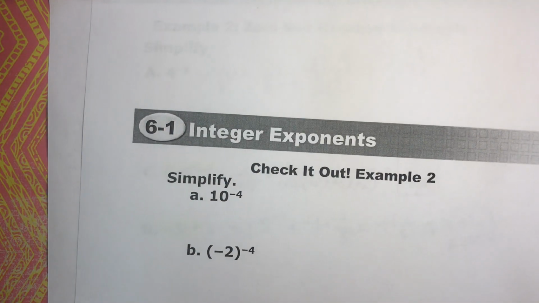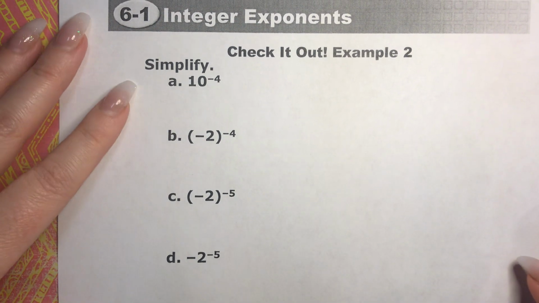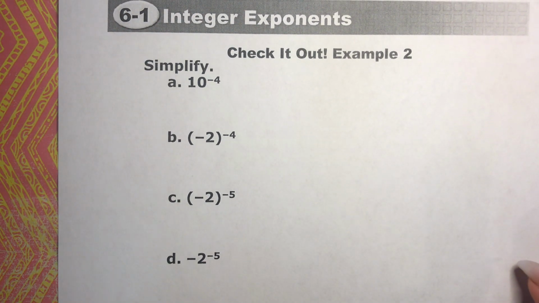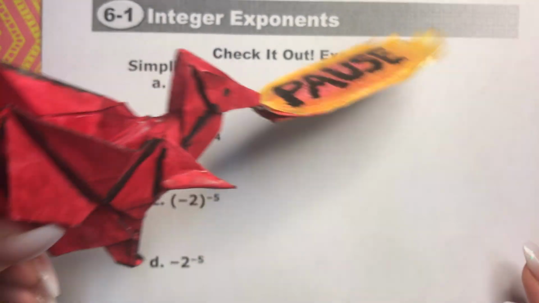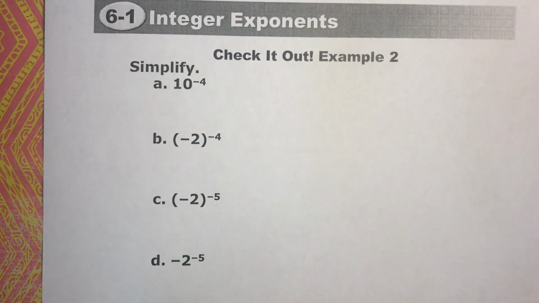So now, my friends, it is time for you to check it out. I want you to try these 4 examples. A, B, C, D, simplify them on your own. So here's my friend the pause dragon. He reminds you to pause your device and work out these 4 problems. When you get done, press play and we'll talk about them together. All right, see you in a bit.